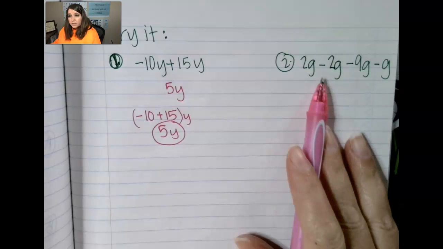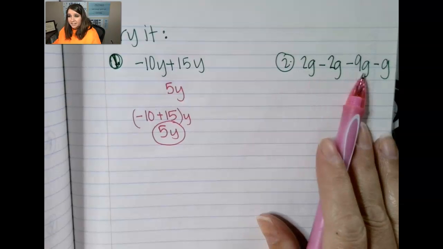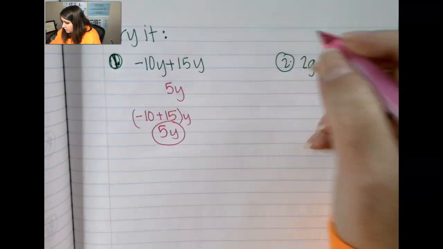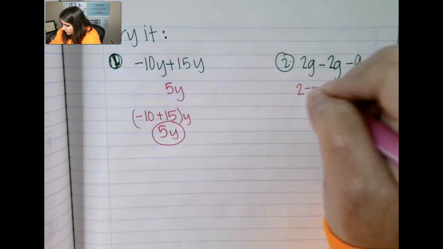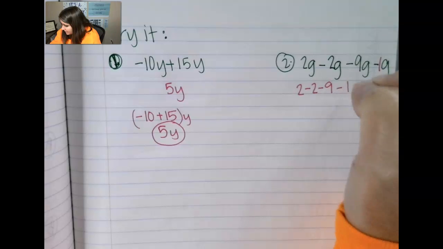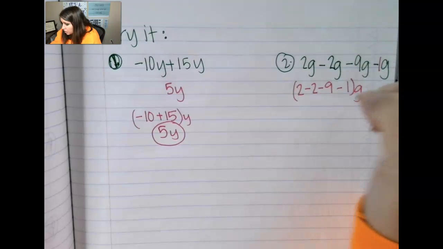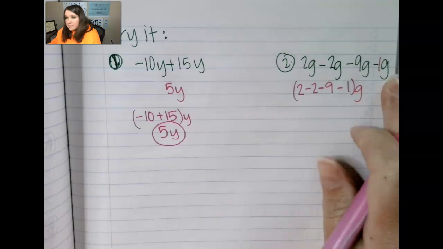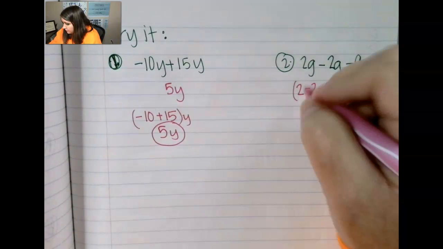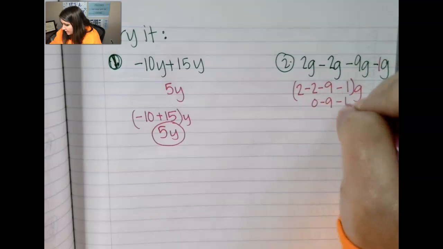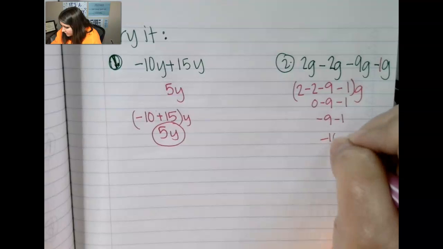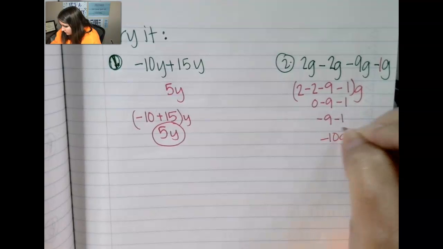Okay, this problem over here, look at all these 2's and then g's. Lots of 2's, lots of g's. This is like 1g. So I have 2 minus 2 minus 9 minus 1, and that's all times g because they all have the same g. 2 minus 2 is 0, and 0 minus 9 is negative 9, and negative 9 minus 1 more is negative 10g.